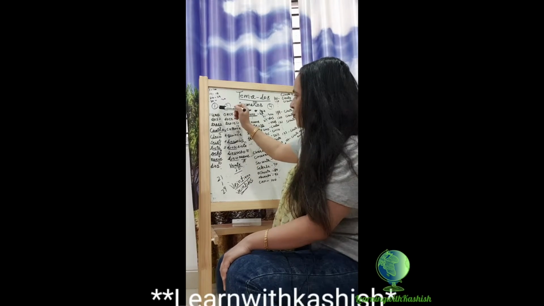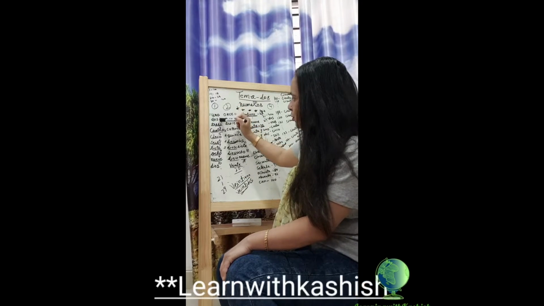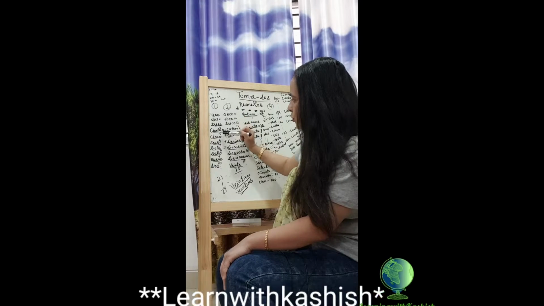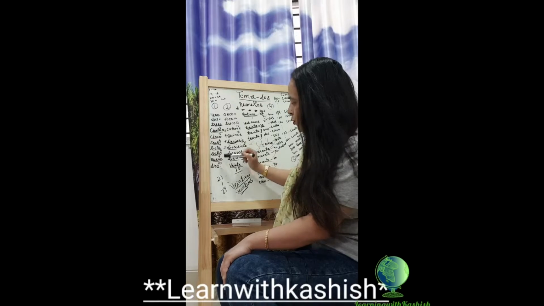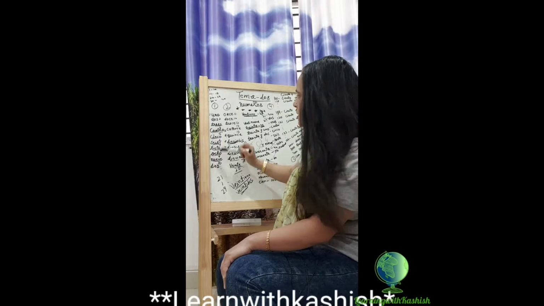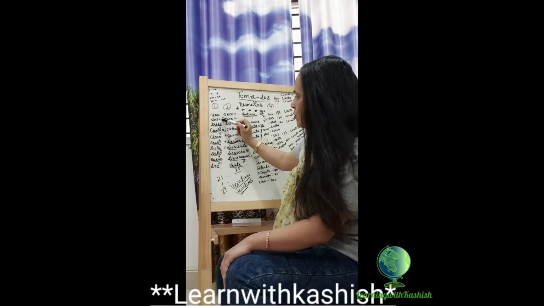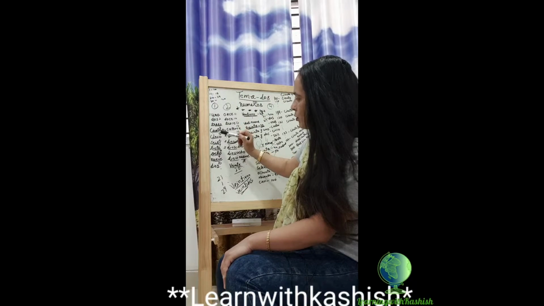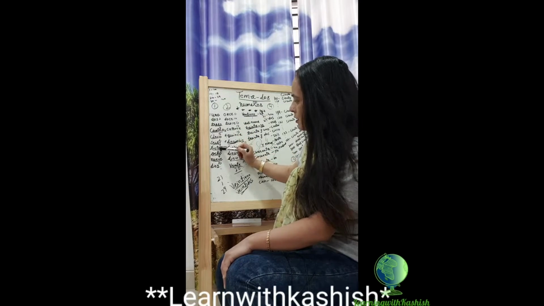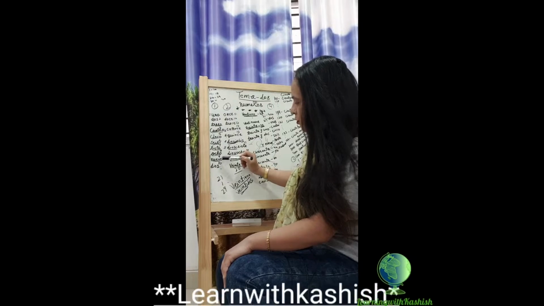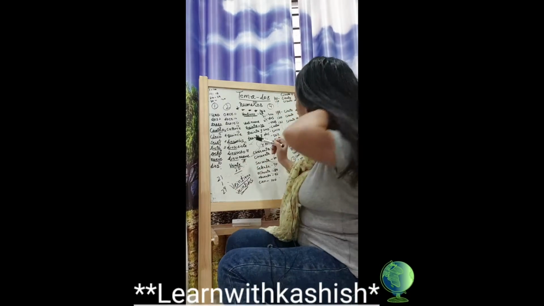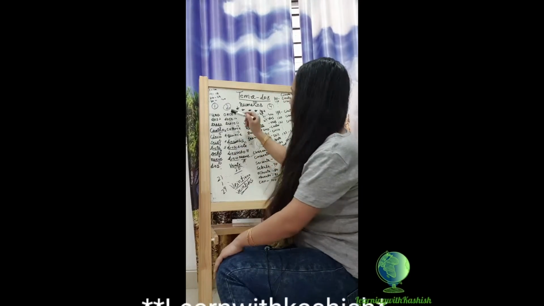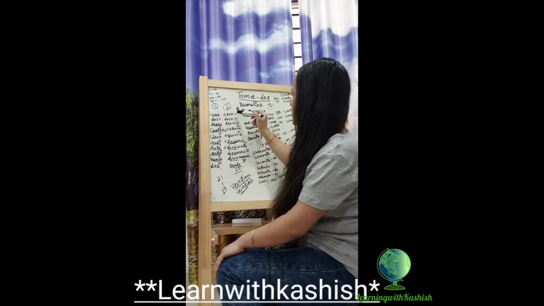So we will start from 1. 1, 2, 3, 4, 5, 6, 7, 8, 9, 10. Focus on pronunciation in Spanish. Basically, pronunciation is very important. Then after this we will go to 11 to 19.